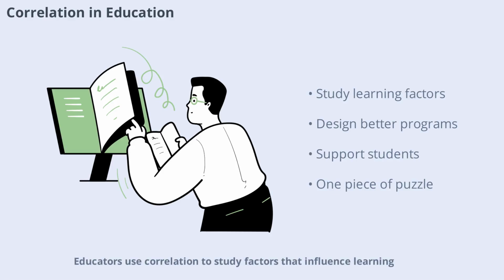Educators use correlation to study factors that influence learning, like the link between attendance and academic performance. These findings can help schools design better programs and support students more effectively. But as always, correlation is just one piece of the puzzle.